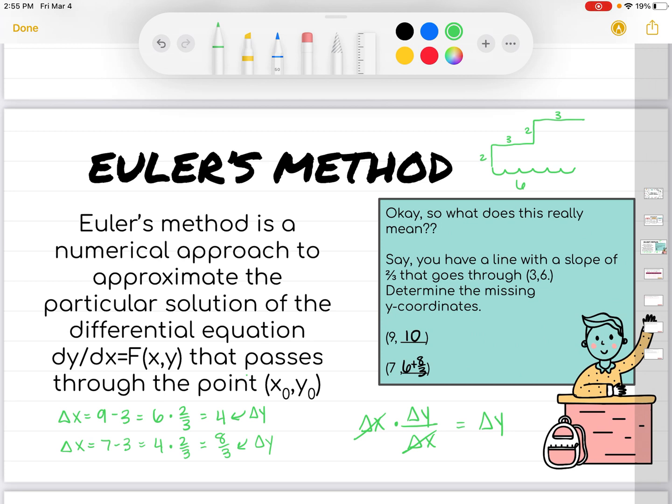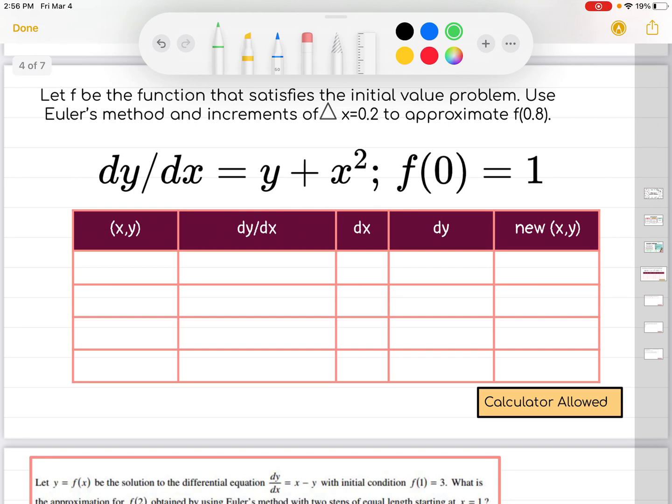And we're going to apply this same kind of strategy or logic in our Euler's method, except of course change in y over change in x is going to be dy/dx, okay? So let's do an example of Euler's method.